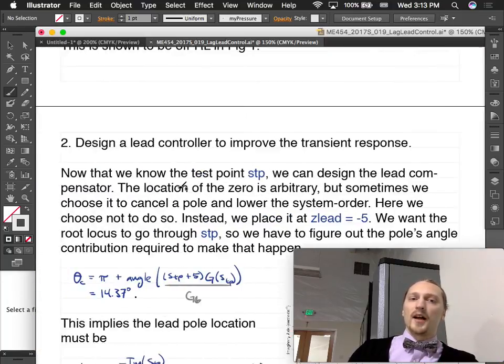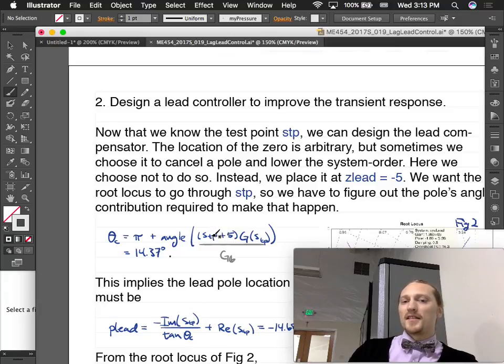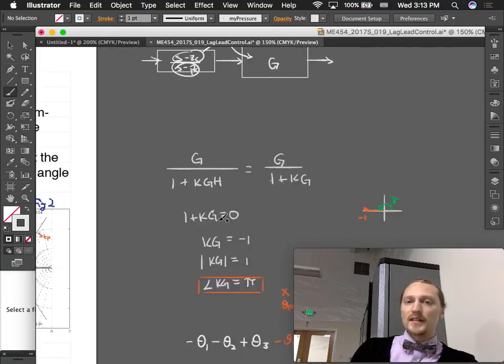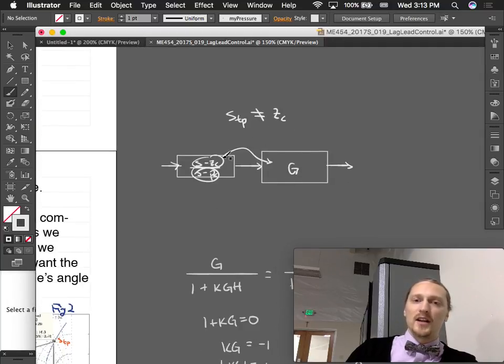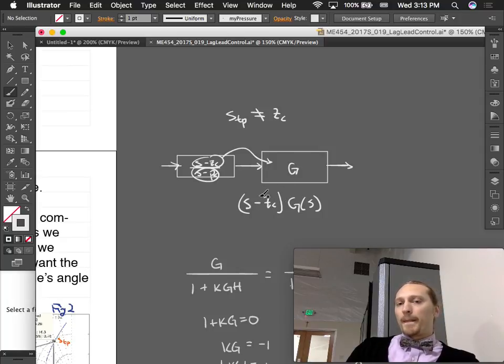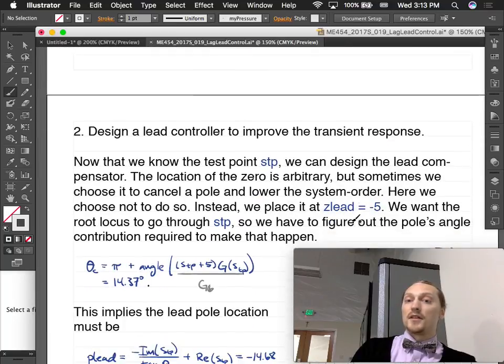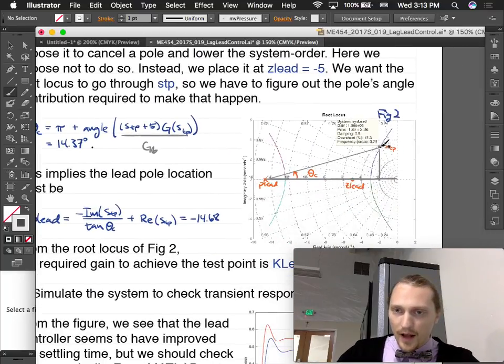So in other words, you're not just multiplying this by zero. This is not just the compensator times the plant, right? No. So we've got G. So what this is, S minus ZC times G of S. So we've now combined the numerator of this and G together into one transfer function. Now, ZC is -5, right? We want to evaluate this at STP, which is the location we want our transfer function to go through. And it's not just the zero. What we want is for it to go through STP, which is this point here.